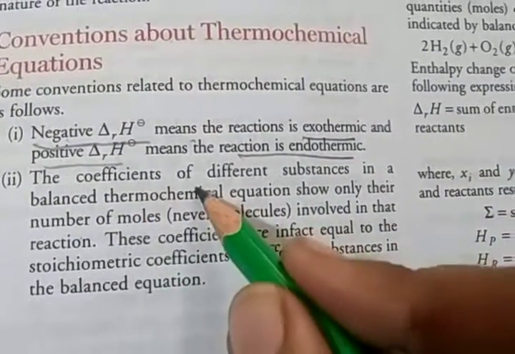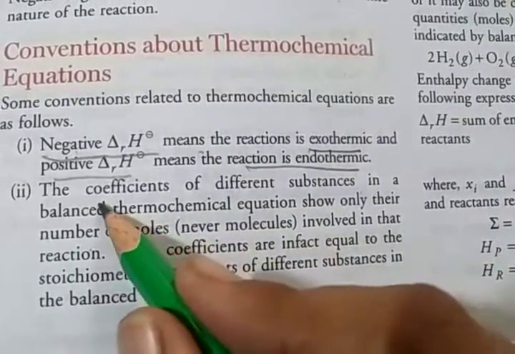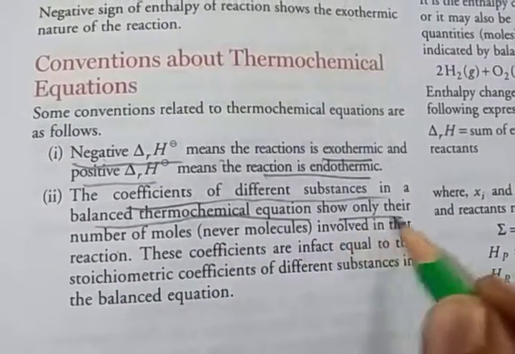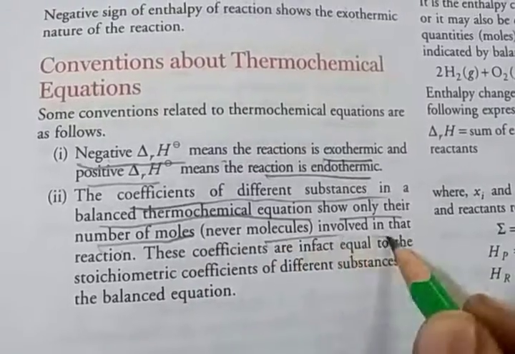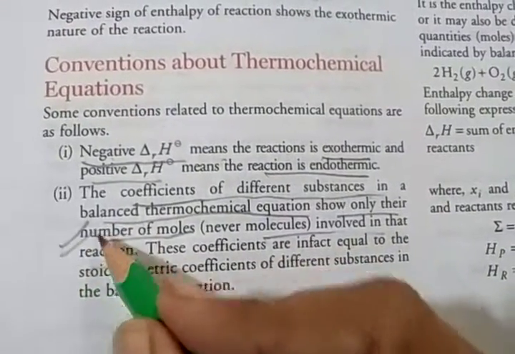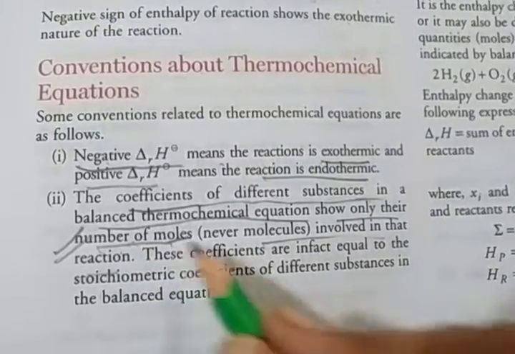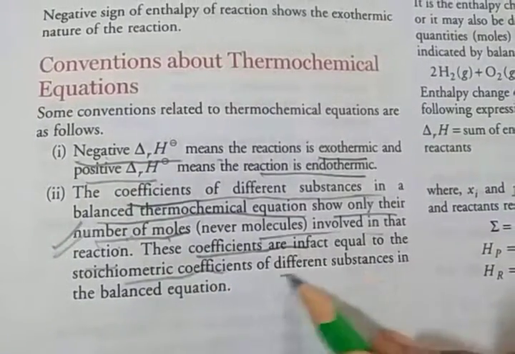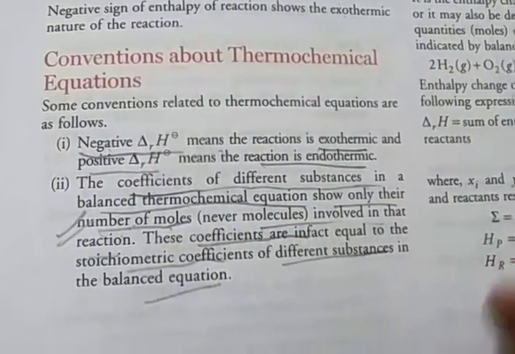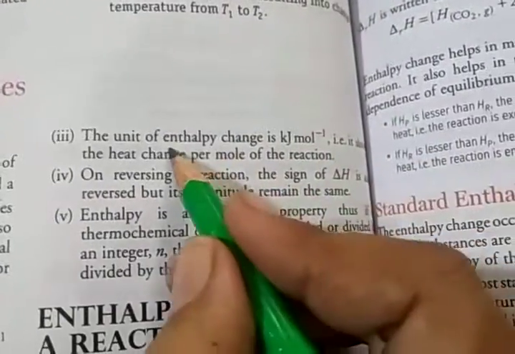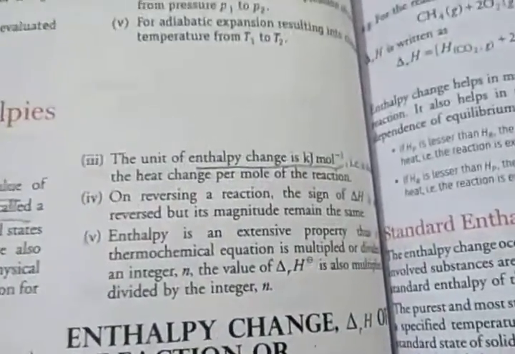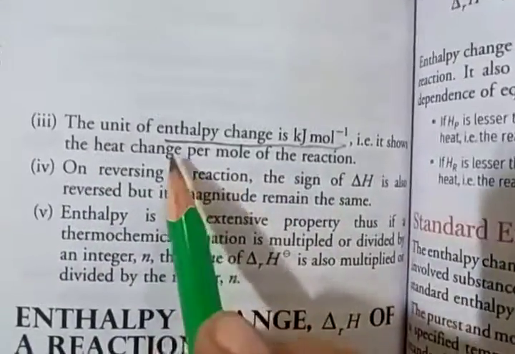The second convention: the coefficients of the different substances in a balanced thermochemical equation show only their number of moles, never molecules. These coefficients are in fact equal to the stoichiometric coefficients of the different substances in the balanced equation. Third, the unit of the enthalpy change is kilojoule per mole, and it shows the heat change per mole of the reaction.